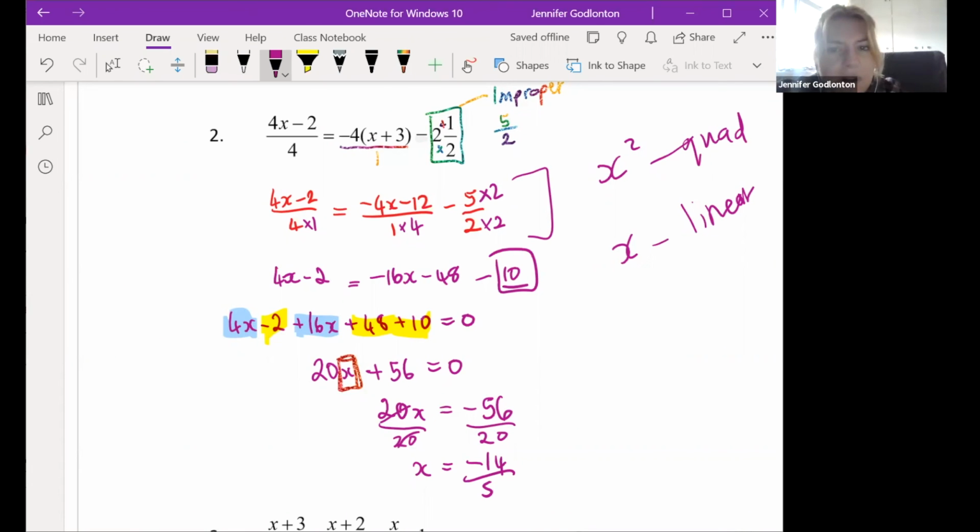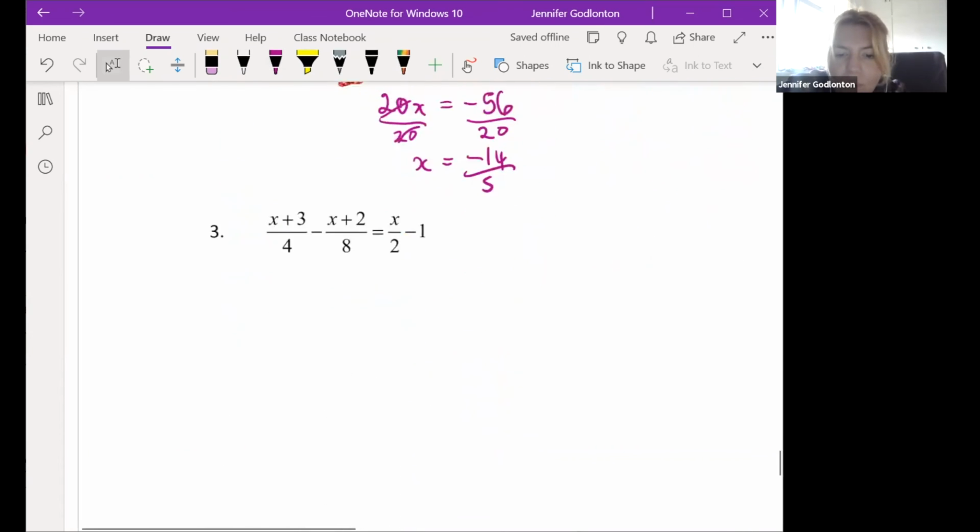Okay, so the reason we don't want to multiply it by 4 is because the denominator is already a 2. So in order to get it to a 4, we only need to times it by 2. Okay, thank you. Makes sense? Yes, it does.